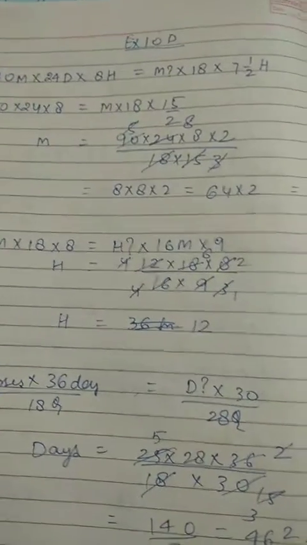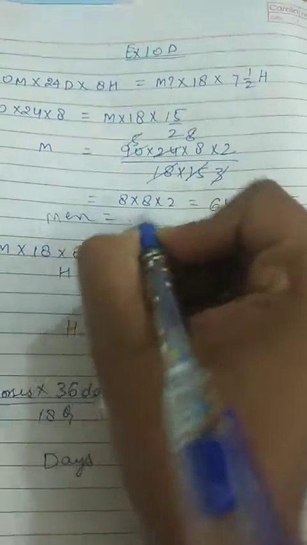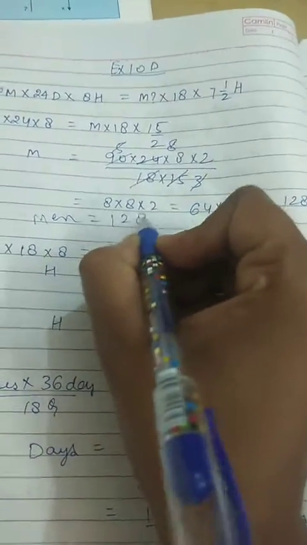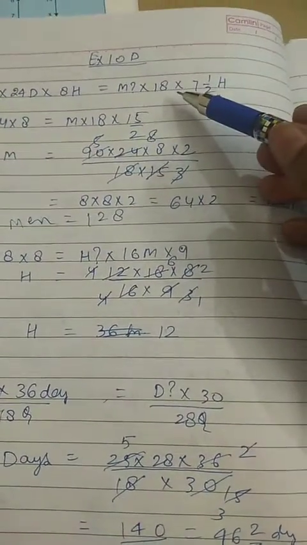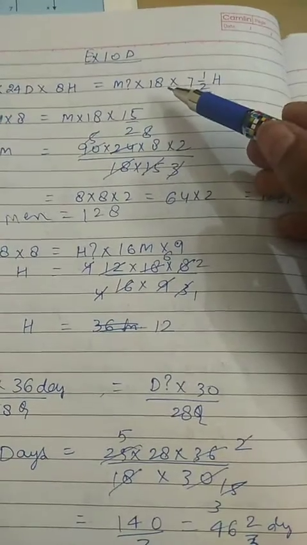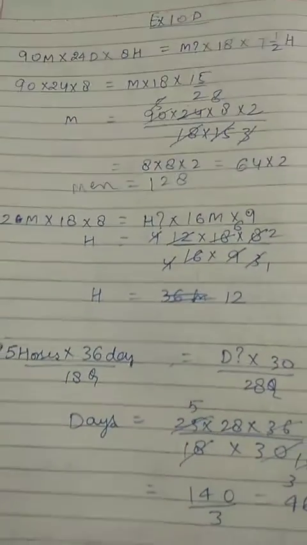That is, men needed is 128 men to finish the work in 18 days working 7 whole 1 by 2 hours. I hope you are clear with this question. The next question is question number 8.